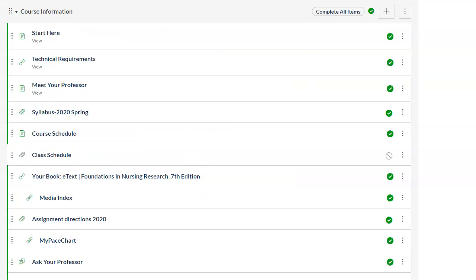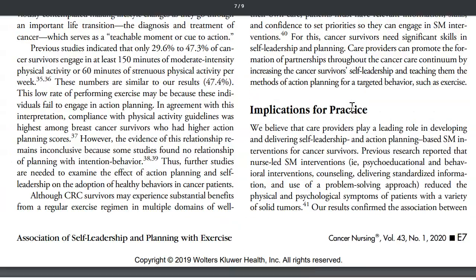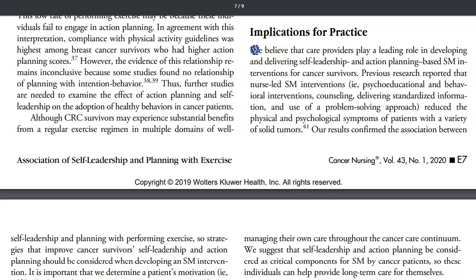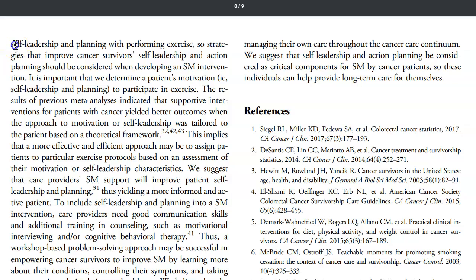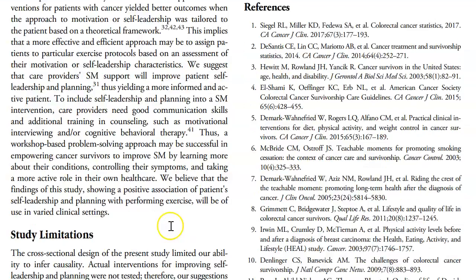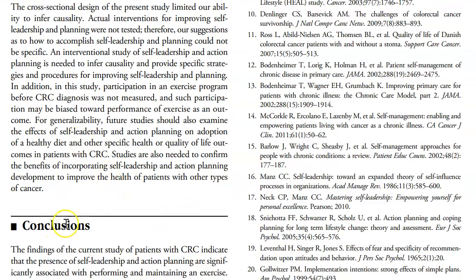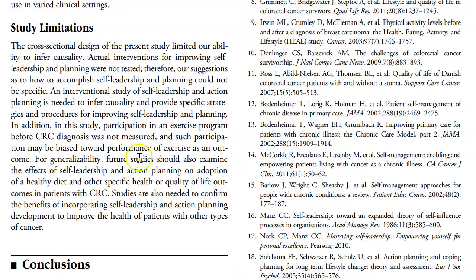So let's go back to this for a moment. Now, I kind of skipped over it, but right here, implications for practice. You should probably also include this in your summary of the conclusion. So the conclusion would be not just what they've labeled the conclusion, but also the implications for practice, and then also their study limitations. So really all of that should be part of their conclusion.